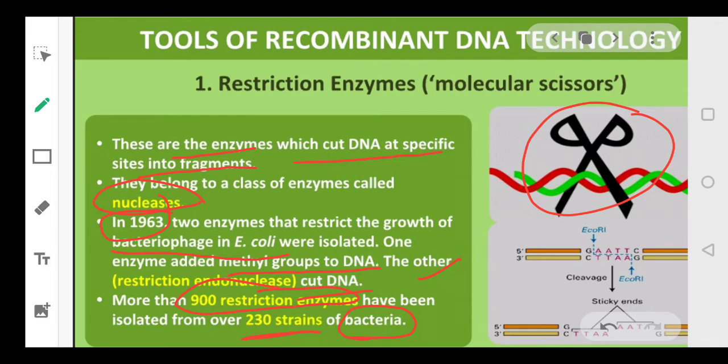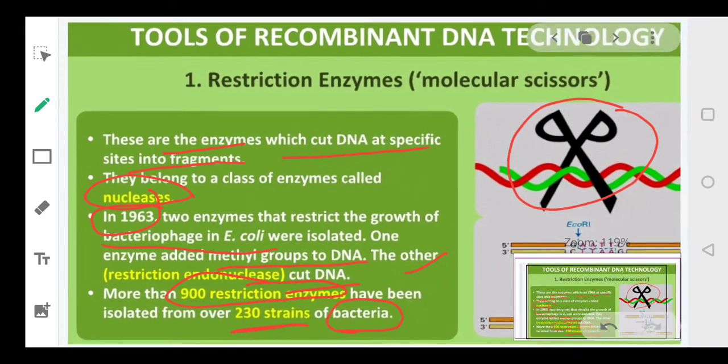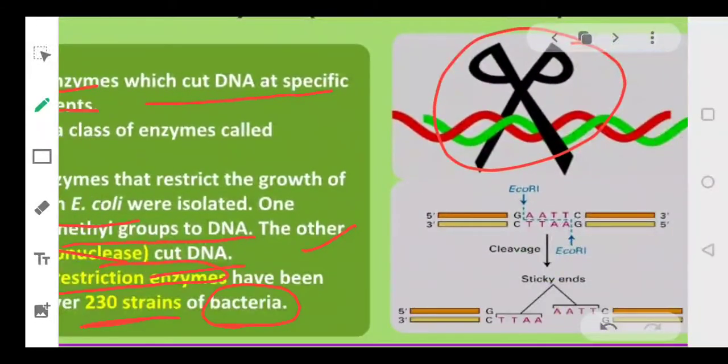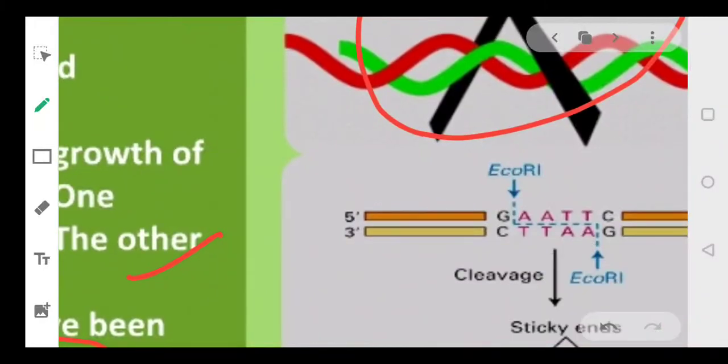Now let's look at the functioning of the molecular scissors. Molecular scissors, how do they actually function? Okay, now let's see, this is your DNA. Okay, this is your DNA, 5 prime to 3 prime, right?